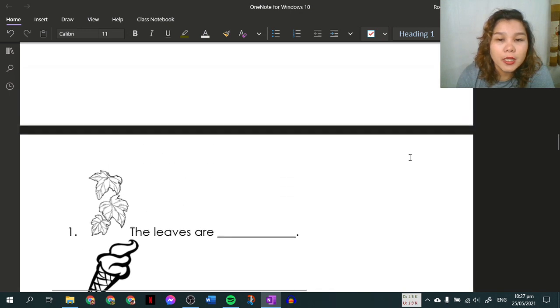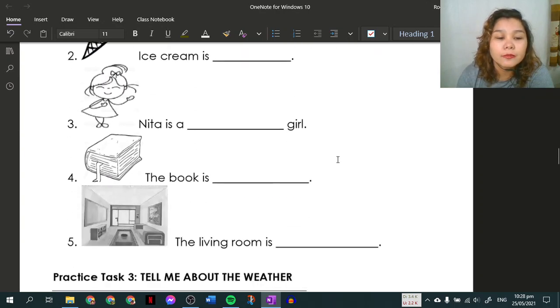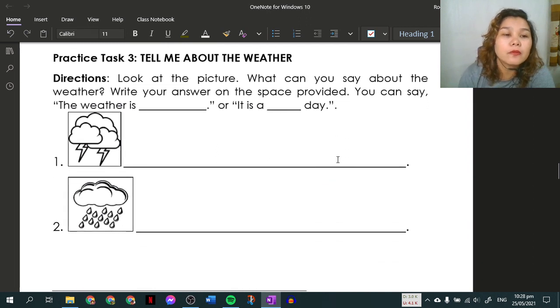So you can go over to the previous page so that you can make sure that your answers are correctly written. And then when you're done, we now go to practice task 3.